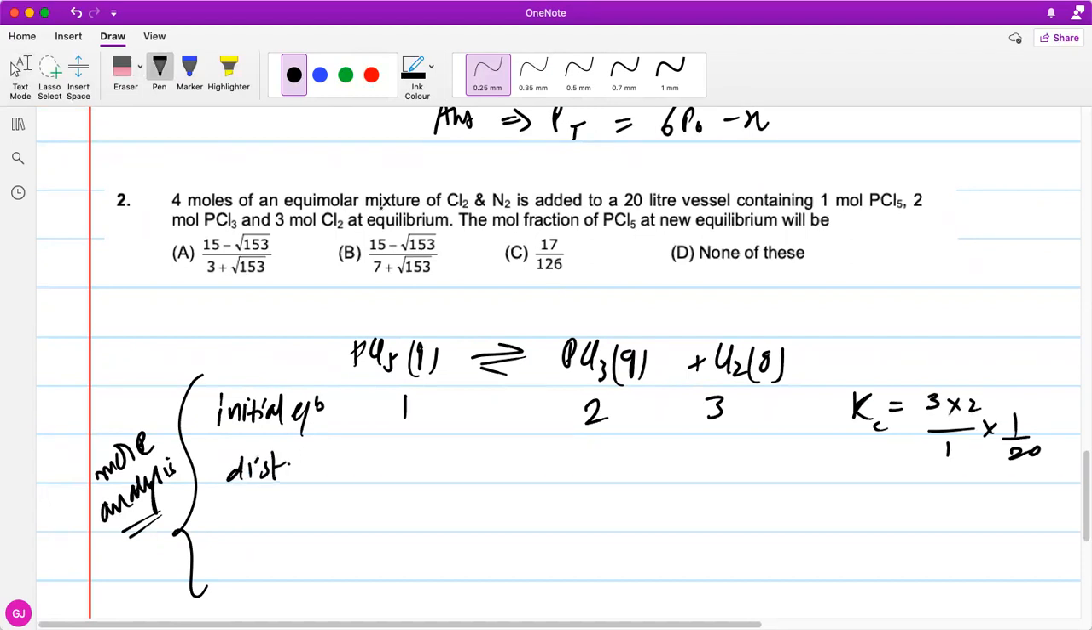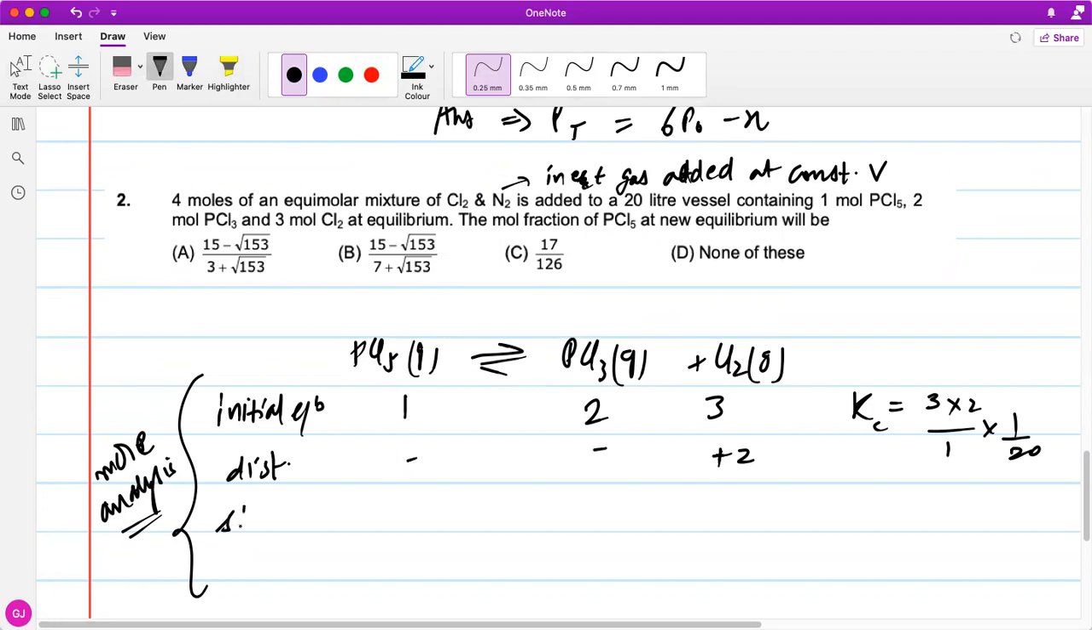Now a disturbance here is in terms of 4 moles of equimolar mixture of N2 and Cl2. That means 2 moles of Cl2 was added and 2 moles of N2 was added. Now N2 here is not going to participate in the reaction. This is going to behave like an inert gas, right? And since there is nothing mentioned about volume change happening, we'll say that it is inert gas added at constant volume, and we know that it does not have a disturbance effect when inert gas is added at constant volume. We have studied in theory in this LCP section, Le Chatelier's principle.